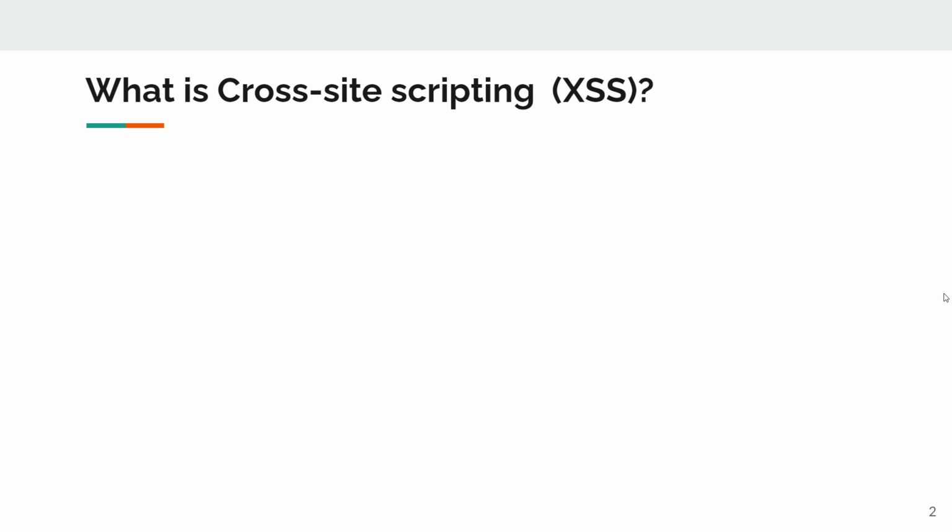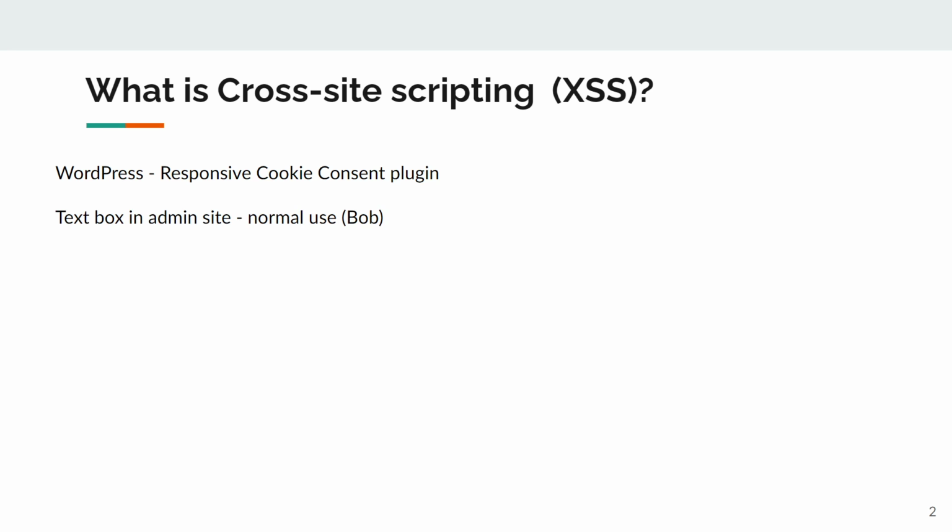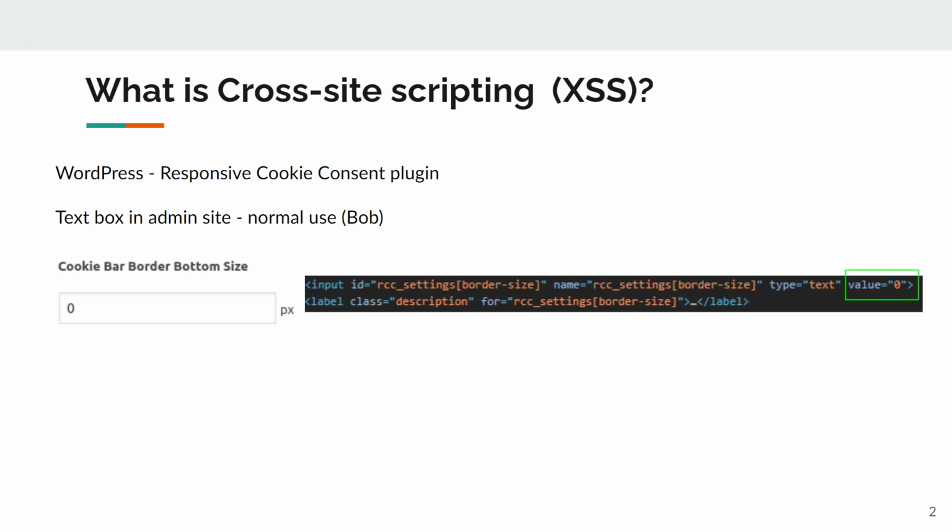Well, let's look at an example from a WordPress website running the responsive cookie consent plugin. Let's say Bob is an admin of the site, and on the admin page, there's a text box expecting some numerical value as input. In a normal use case, Bob might input a value 0. On the HTML, this will be reflected as the input element having the value attribute set to 0. And all of this information is stored server-side.